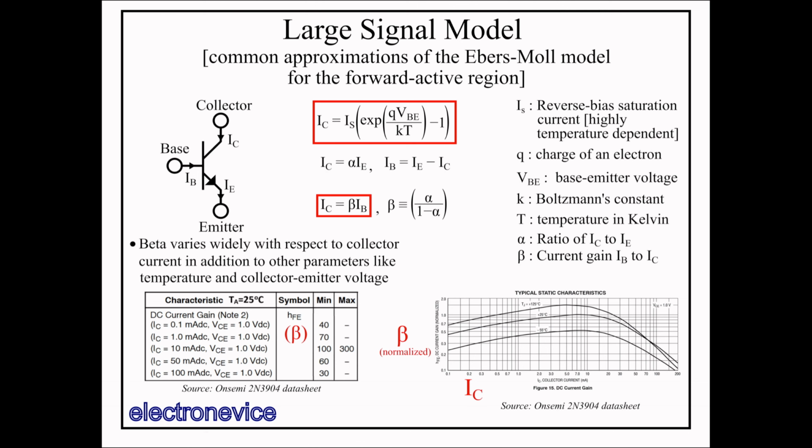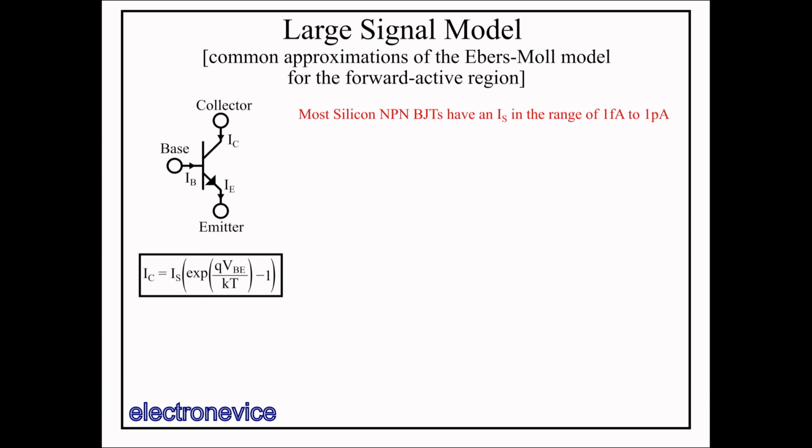So, looking back at the first equation, we see that there's nothing in that equation that indicates why it's commonly said that transistors don't turn on until VBE equals about 0.6 volts or 0.7 volts. So what's going on there? First, we need to know the common range of IS for silicon NPN BJTs. Most silicon NPN BJTs have a reverse bias saturation current in the range of 1 femtoamp to 1 picoamp. For power BJTs, it may be higher, but as most transistors are in the signal range, this statement stands.